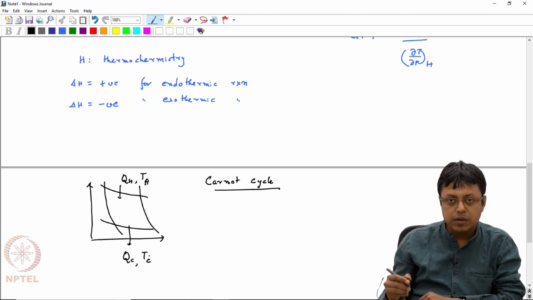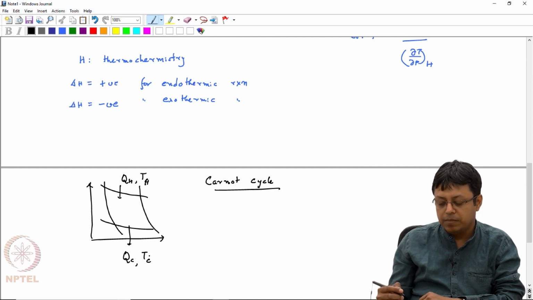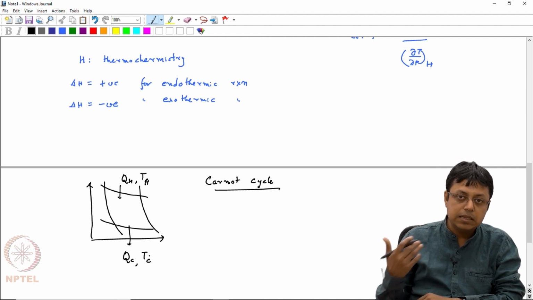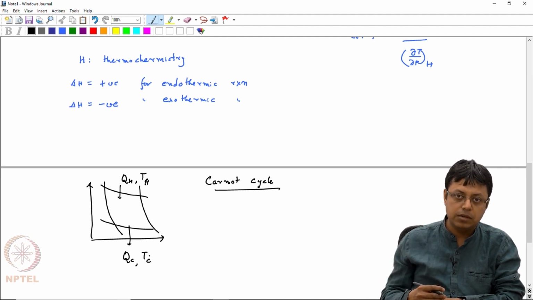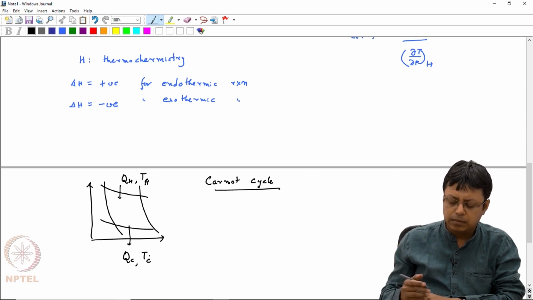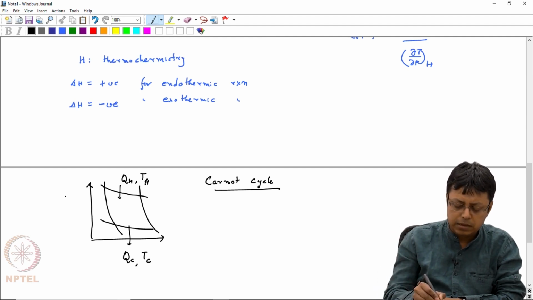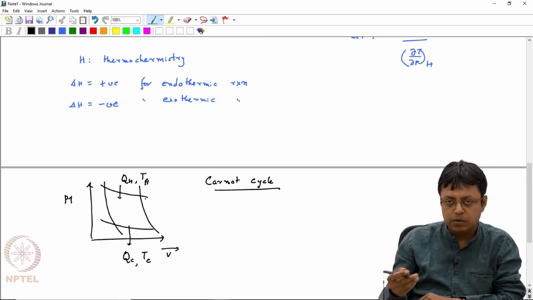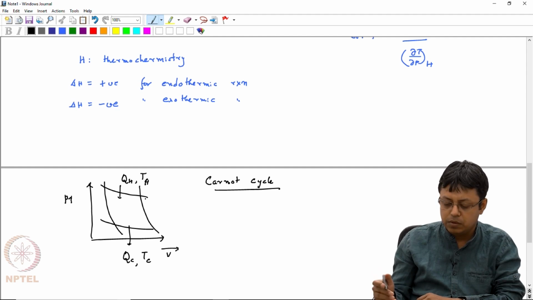Then Carnot asked this question: what is the efficiency of this engine, which is withdrawing some heat from a hot reservoir, releasing a smaller amount of heat to the cold reservoir, and converting the rest of the heat into work? This is a pressure-volume diagram, and these are two isotherms and two adiabats. All of you know this.